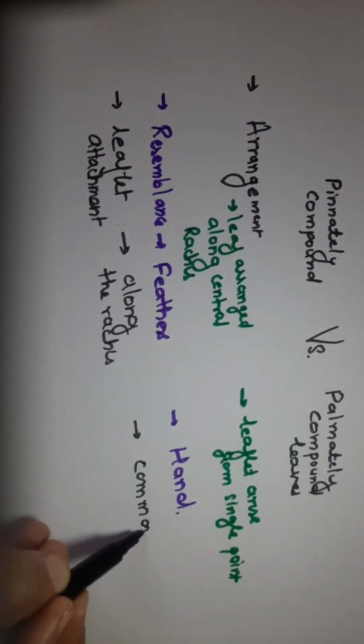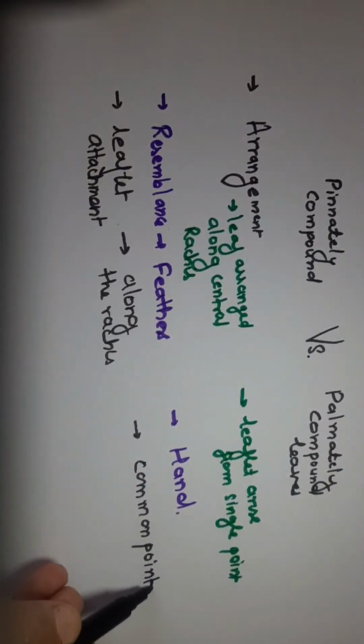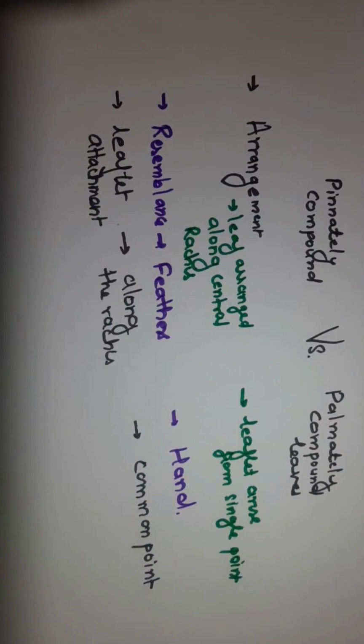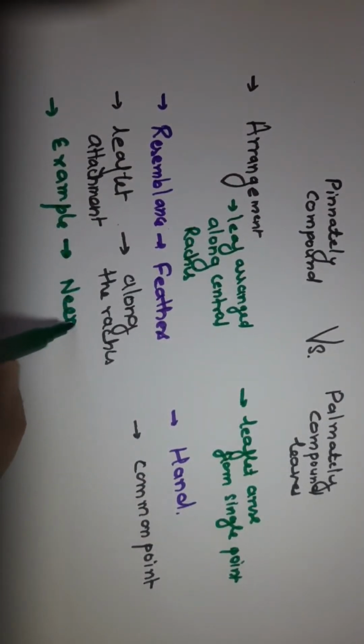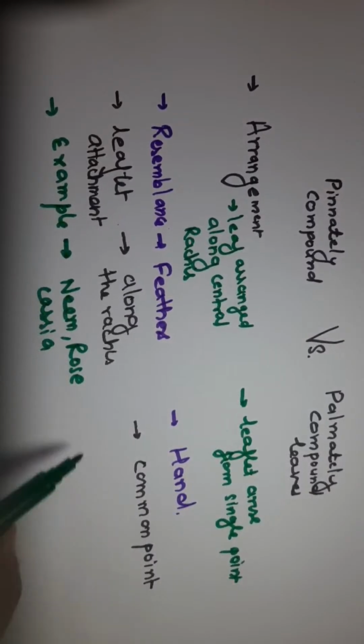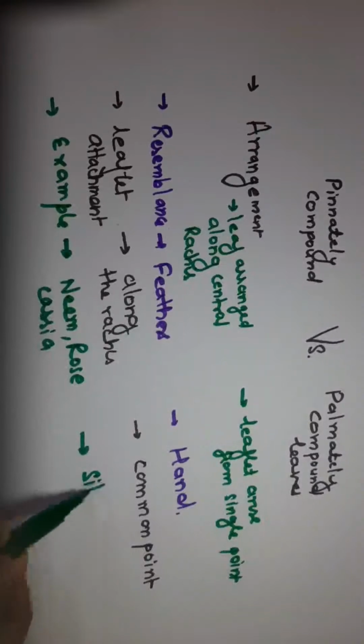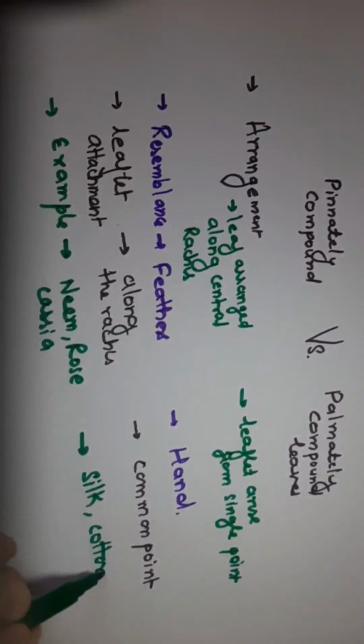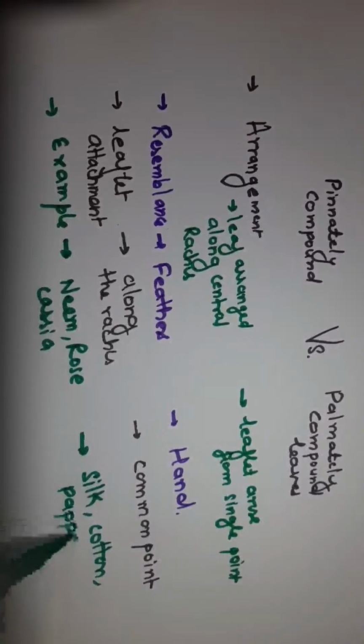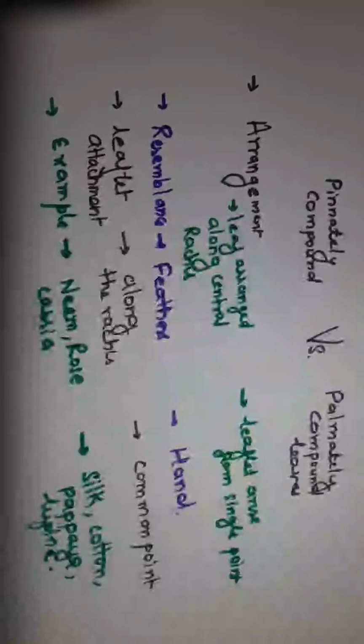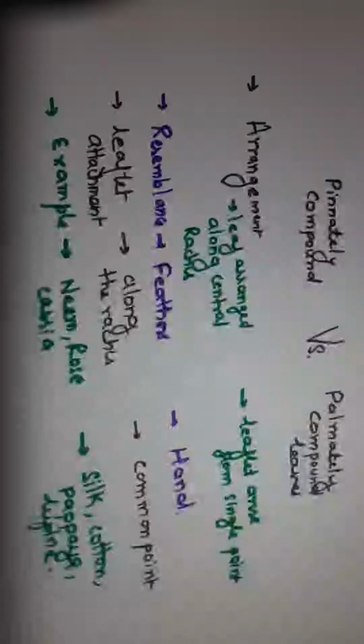Okay, the last difference between the two is their examples. The examples include neem, rose and cassia. These are the examples of pinnately compound leaf, whereas the examples of palmately compound leaves include silk cotton, papaya and lupin. So this is all about the main differences between the pinnately compound and the palmately compound leaf.